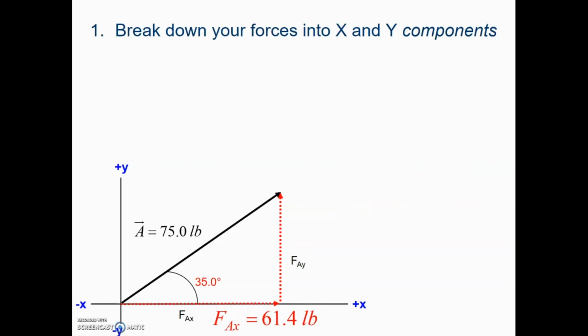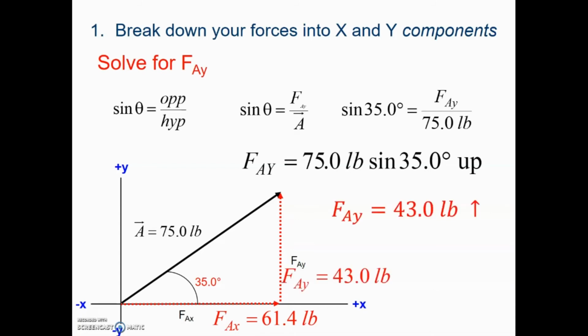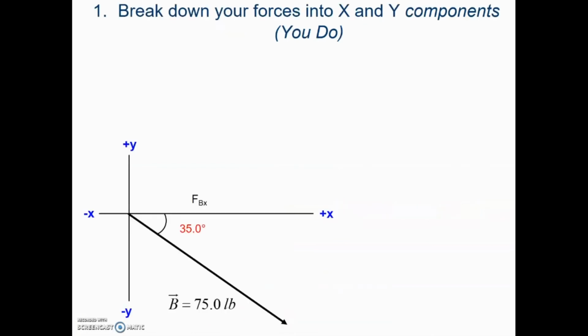Now let's do the same for FAY, where since we're looking for the opposite side, we're going to use sine to solve for that. And if we isolate FAY, or if we use the shortcut that we learned a little bit ago, we've got our 75-pound magnitude times sine of 35, and that sense is going up. So notice how all we're doing is just breaking those down into their components, and we're describing what direction those are moving in.